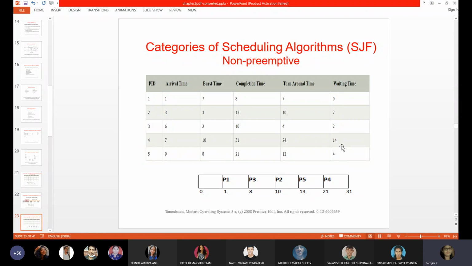Now you have to add all these waiting times. You have to find the sum of the waiting time of all the processes. Okay. Divided by what? How many processes are there? 5 processes, because process ID is starting from 1, no? 1, 2, 3, 4, 5. 5 processes. So sum of the waiting time divided by number of processes. Here it is 5. Okay. You will get average waiting time.